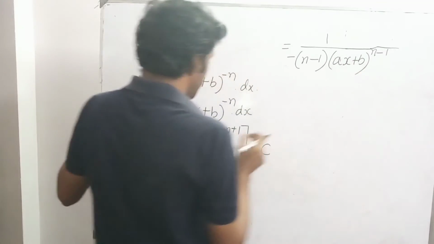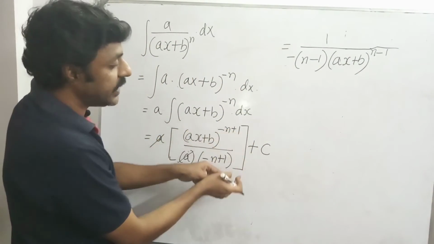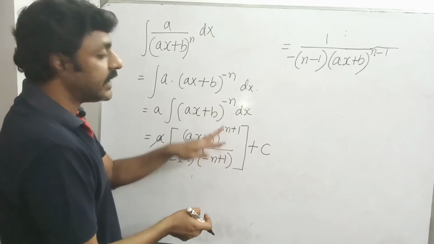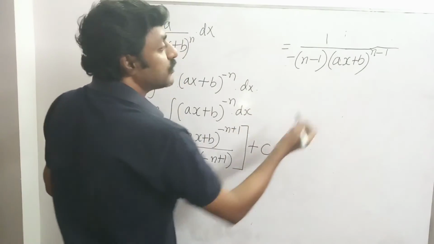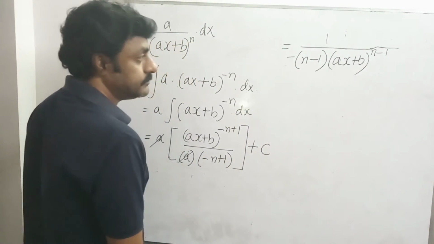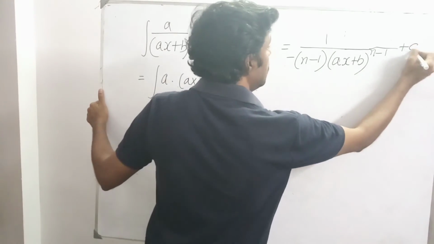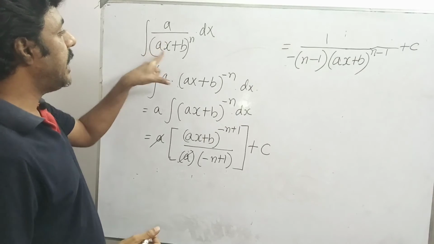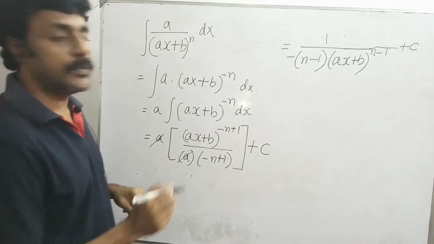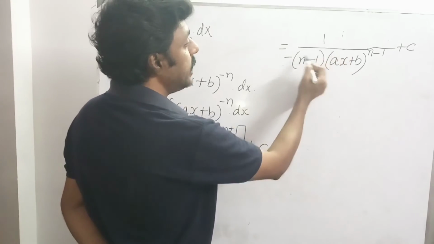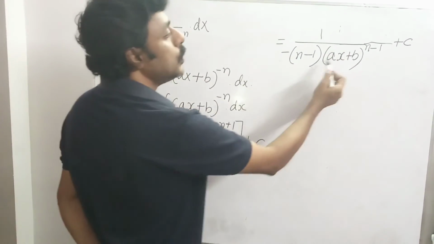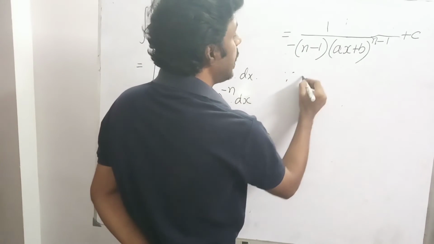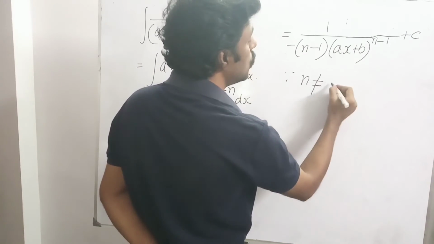Since I have brought this minus n plus 1 to the denominator, the respective signs will change. So minus n plus 1 will be n minus 1, plus c. Therefore, the value of the integral of 1 divided by (ax plus b) whole power n into dx will be minus 1 divided by n minus 1 into (ax plus b) whole power n minus 1, plus c, provided n should not be equal to 1.